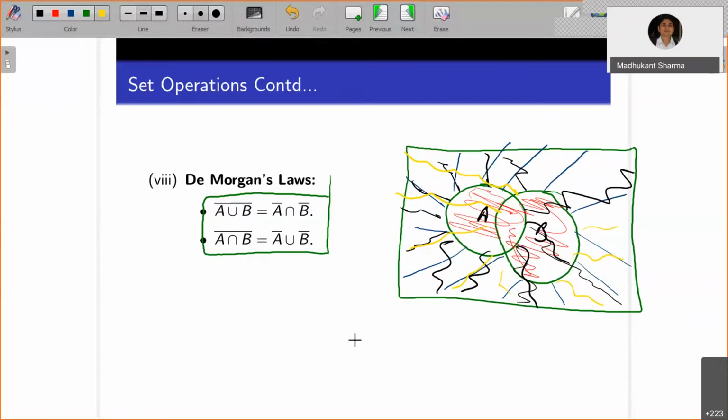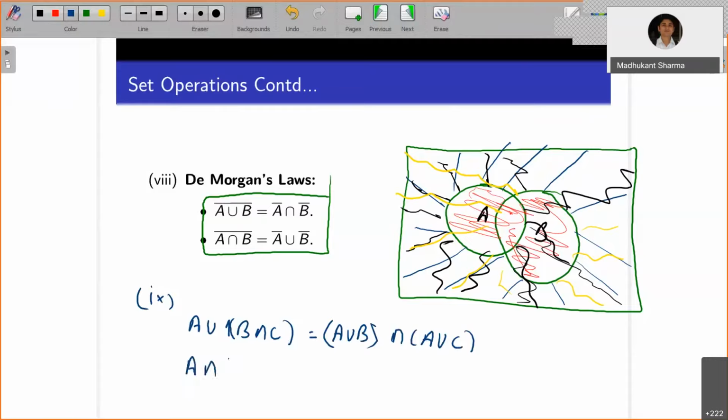Distributive law is also there, so I must write that. The distributive law, left distributive and right distributive: A union (B intersection C) is (A union B) intersection (A union C). So you can distribute union onto both and then take the intersection. And this is A intersection (B union C), which equals (A intersection B) union (A intersection C). All these things you can verify by Venn diagram.